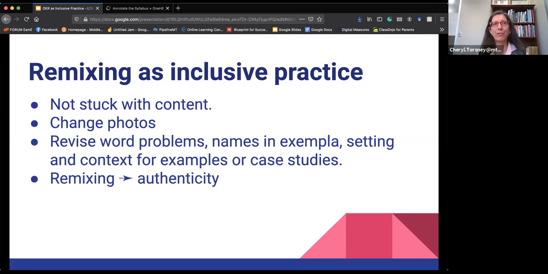Remixing, which is one of the defining reasons that OER are so useful, is absolutely inclusive. You're not stuck with the examples or the photographs that appear in a textbook that your students have purchased. You can swap out photos. You can revise word problems by using names, for example, that come from other cultures, from different locations that make better sense, or that would introduce some of your students to other kinds of locations, for creating examples and case studies that perhaps are invented by your students. By allowing this remixing and this creating, you establish a kind of authenticity that is more meaningful for students.